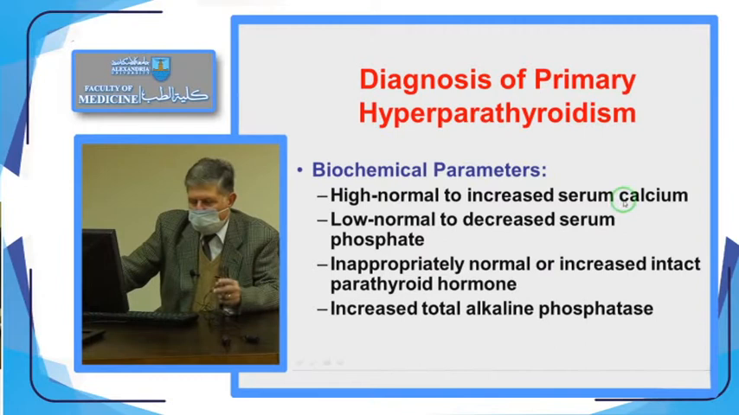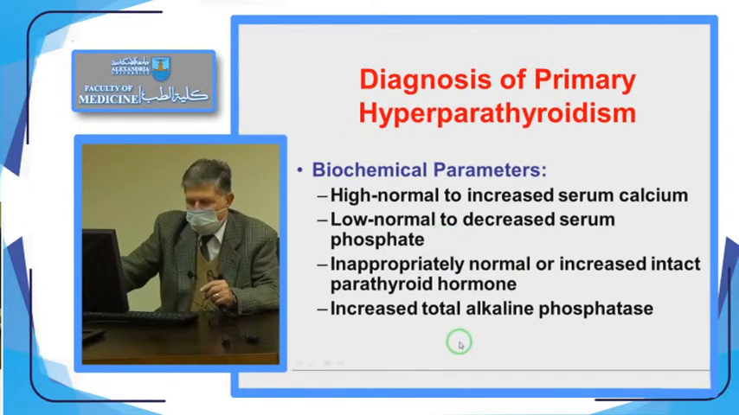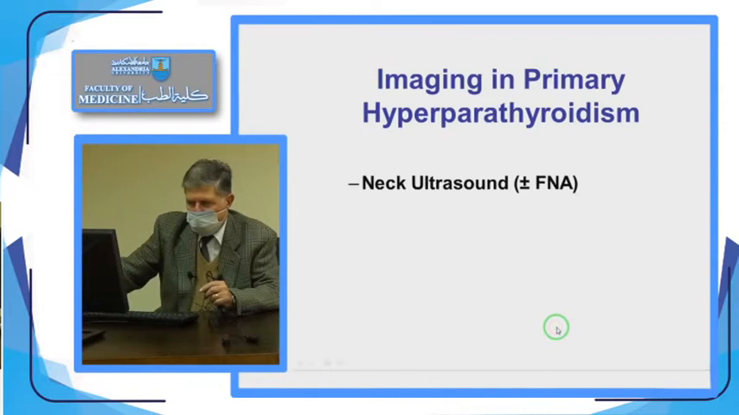So calcium to the high side and phosphorus to the low side and PTH to the high side, these are features of early primary hyperparathyroidism, and usually these patients are asymptomatic. And the alkaline phosphatase is also increased in patients with primary hyperparathyroidism.